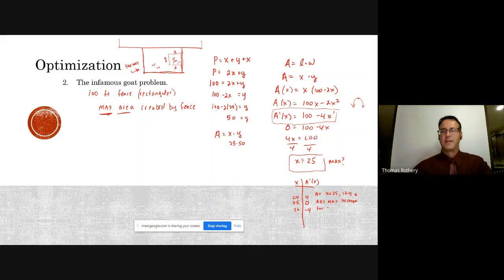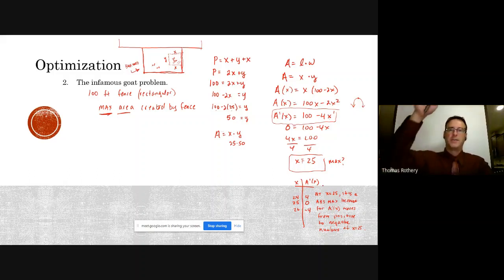for A prime of x moves from positive to negative numbers at x equals 25. Okay, so again, we're addressing A prime of x, and we're just saying that you're moving from positive values to negative values. Remember, A prime of x, that's like your slope function, moving from positive slopes to negative slopes. But what we'll say is for A prime of x, these are actually positive values to negative values at x equals 25.